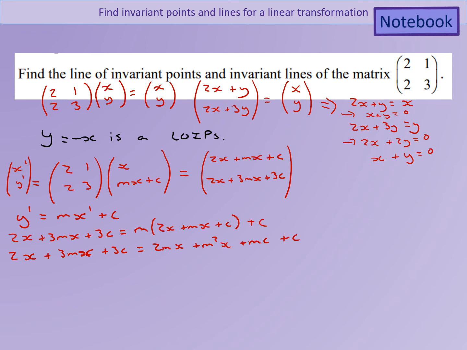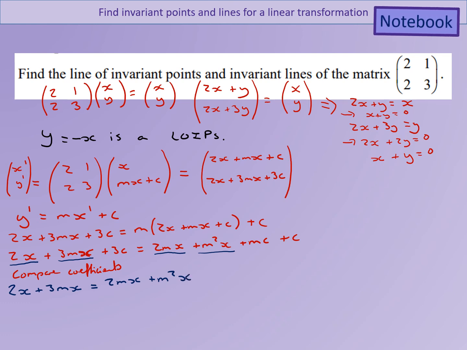So to simplify this, we're going to compare coefficients. We're going to start by just looking at the coefficients of x. So compare the coefficients, we're going to take just the terms that have got an x in. So those terms are 2x, 3mx, 2mx, and m squared x. So those terms there, I've got 2x plus 3mx equals 2mx plus m squared x.